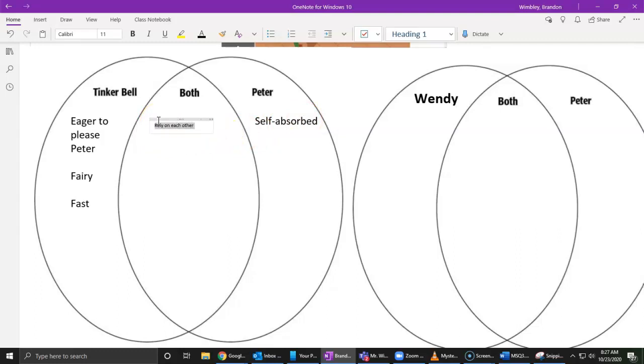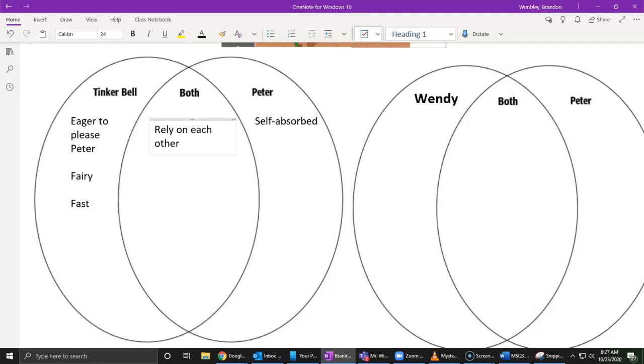They both need each other. Tink needed Peter, it seems like, to carry him part of that way. Peter needed Tink to help find his shadow. So they're both helping each other along the way. So that's a sample Venn diagram. So let's see what else we can add to it.